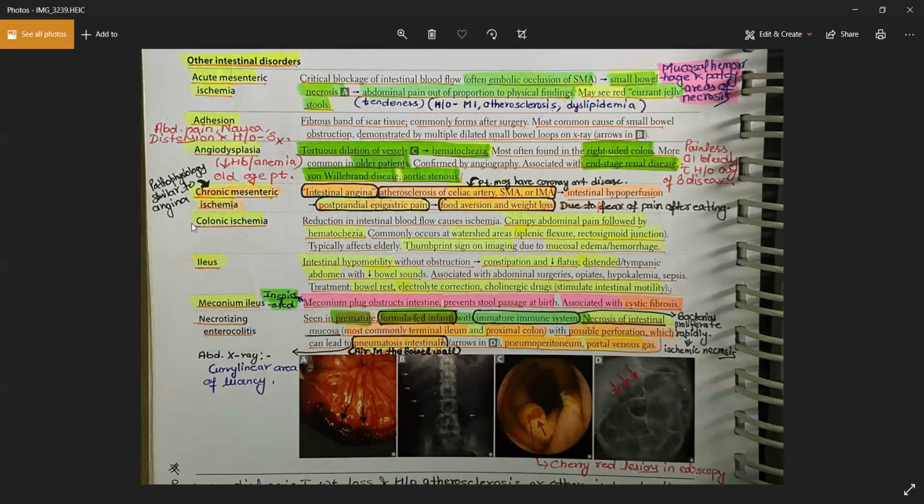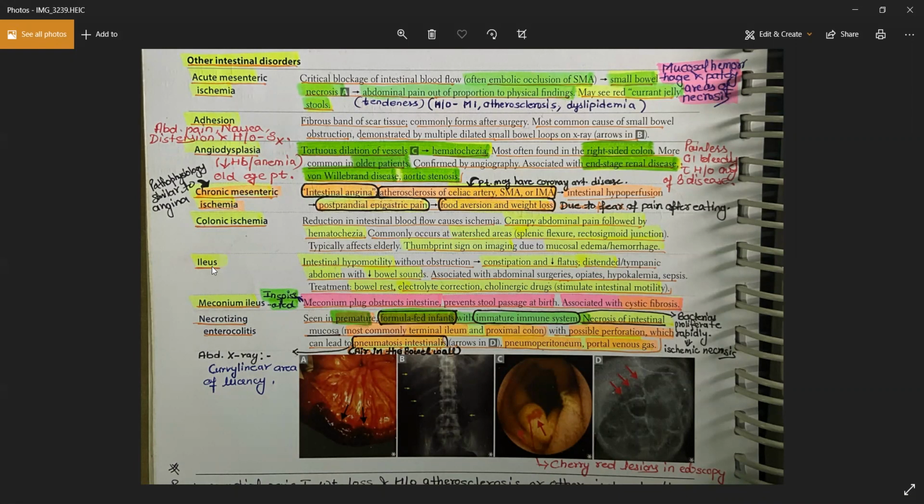Now comes the ileus. It is basically the hypomobility of the intestine, or I can say the paralysis of the intestine. It is known as the ileus, right? And because of the hypomobility, you can have constipation. You can have distension of the abdomen because of accumulation of the food, right? You will have decreased bowel sounds.